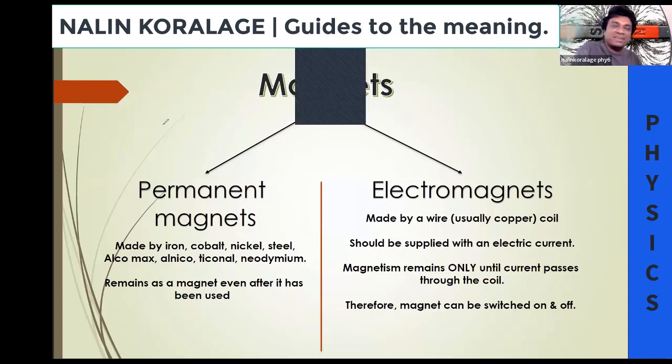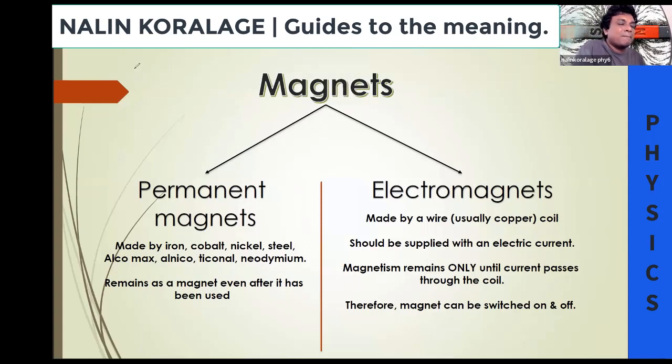Mainly what we have discussed there, right? So we can say the summary. We talked about magnets, and we have permanent magnets and electromagnets. Permanent magnets are usually made of iron, cobalt, nickel, steel, and special alloys like alnico.